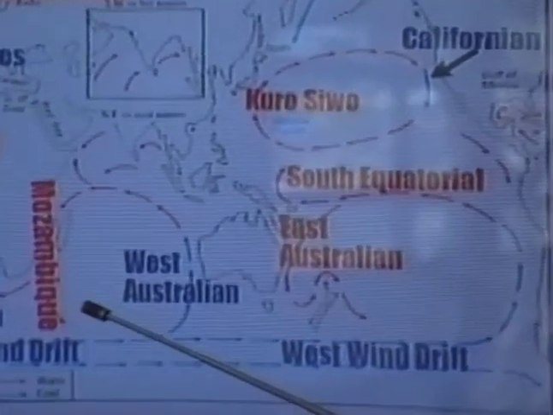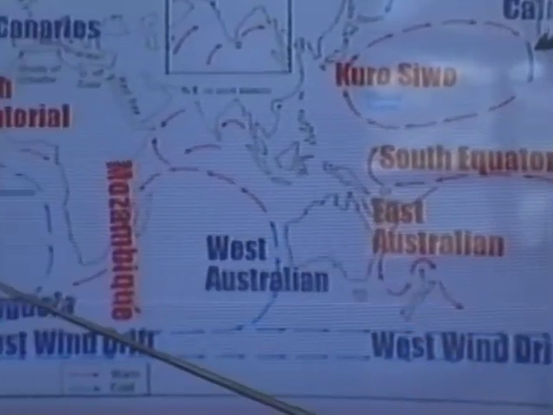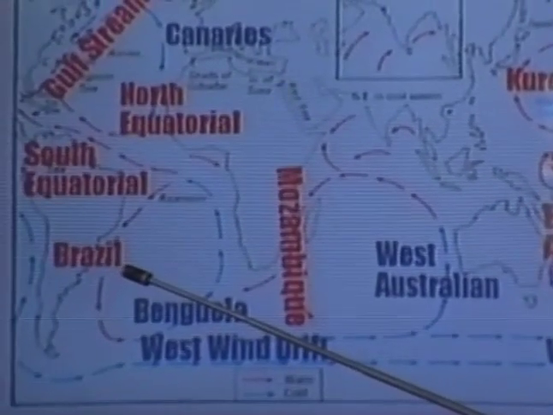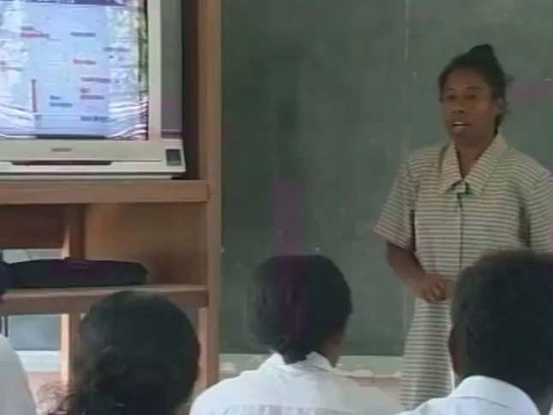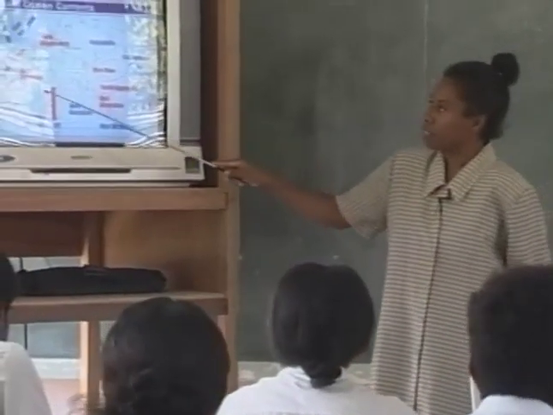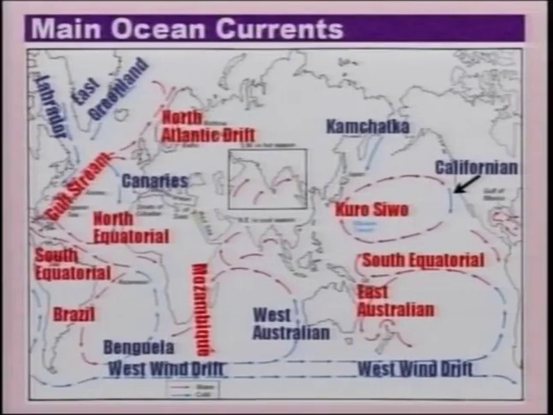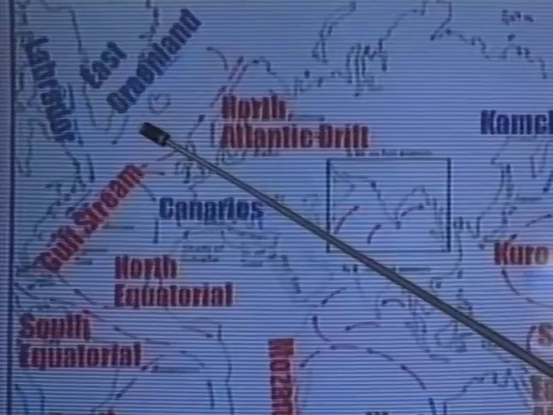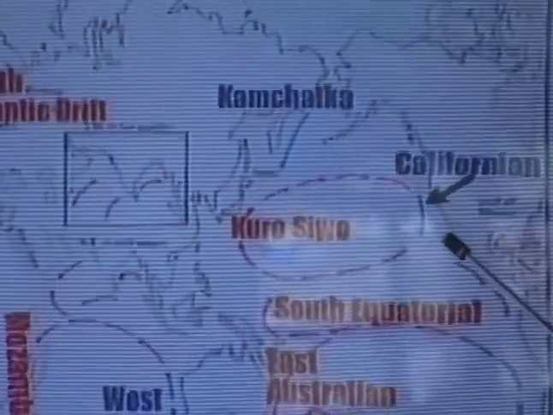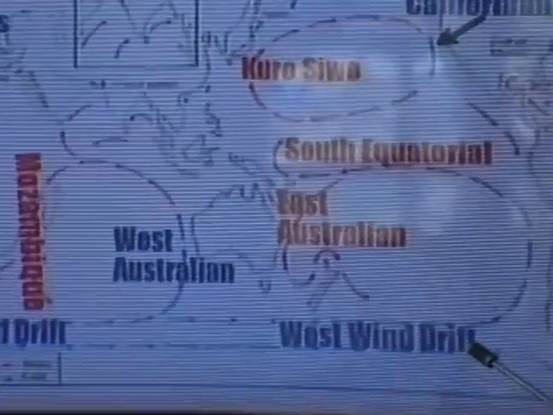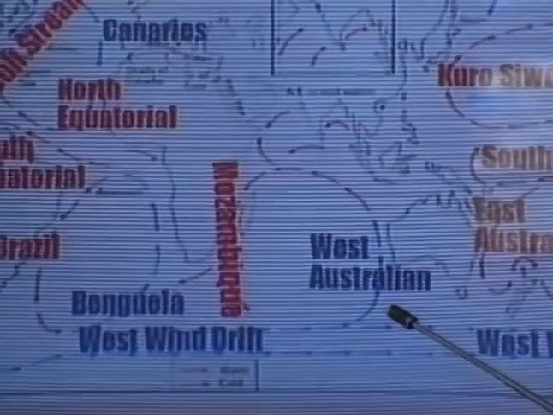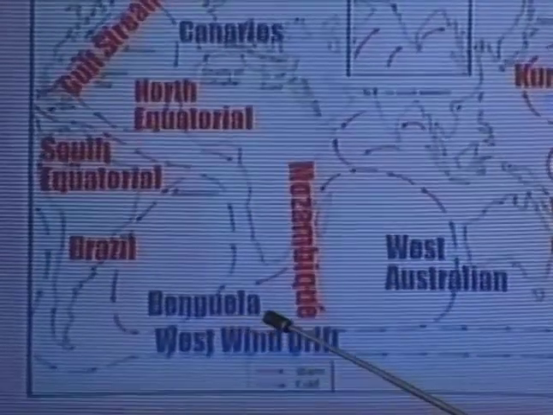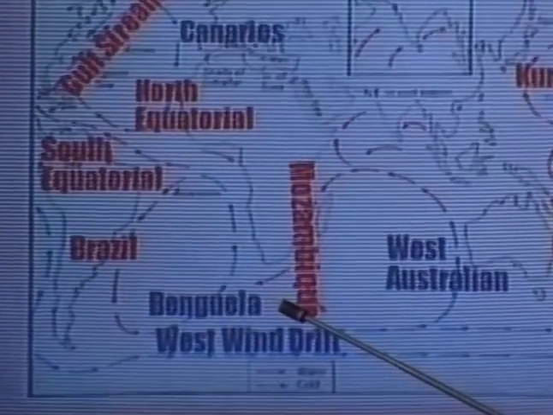The Mozambique Drift and the Brazil Drift are all examples of the warm currents. Let's look at the cold currents. The Labrador current is a cold current. The East Greenland current, the Kamchatka current is a cold current. The Californian current, the West Wind Drift is a cold current. The West Australian Drift, a cold current, and the Benguela current, cold current.